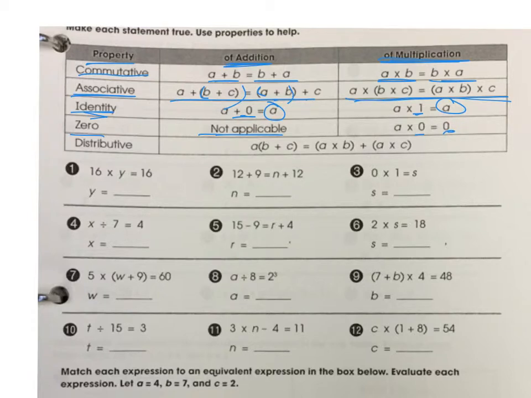And then the tricky one, distributive. You have A times this B plus C. So because A is times B plus C, you do A times B and A times C, and you add them. So here's your A times B, your A times C, you add them together. That's called distributive property. So let's do a couple of these.